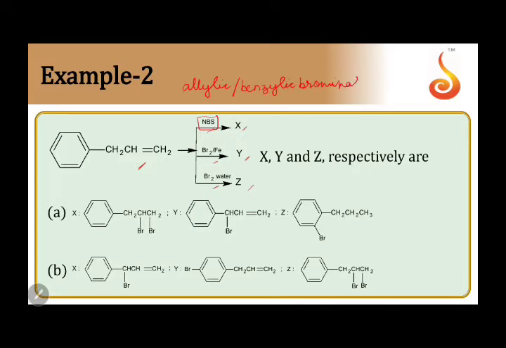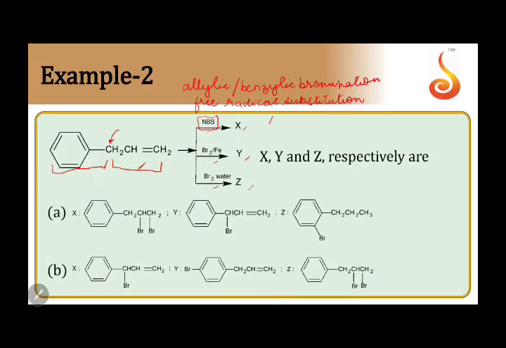If we check our compound here, we see that this carbon here is benzylic. It is also allylic. So therefore, this NBS results in bromine free radical. So free radical substitution takes place at allylic or benzylic carbon. One of the hydrogens gets substituted by bromine.